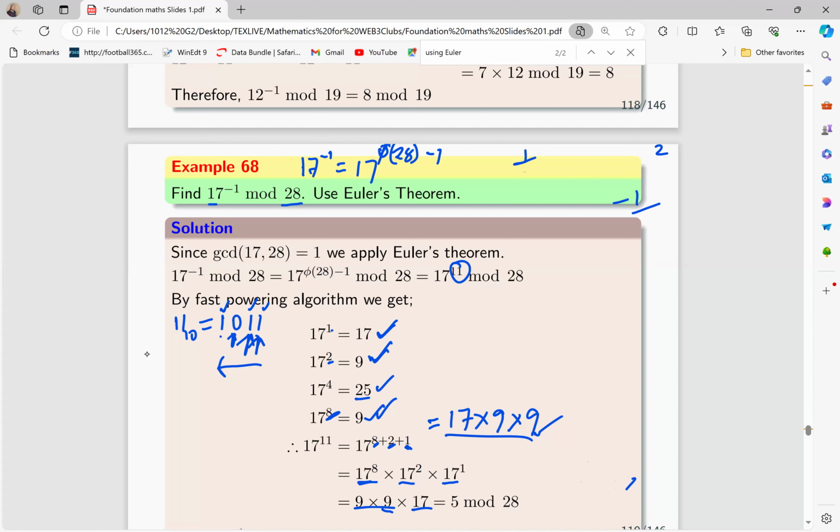81 times 17 is 1,377. Divided by 28 goes there 49 times, and the remainder is 5. So of course, this remainder is the inverse of 17, because that is what we're looking for. We're looking for the inverse of 17, and the inverse of 17 was 17 raised to 11. It's this 17 raised to 11 that we found to be 5. That means 5 is the inverse of 17.